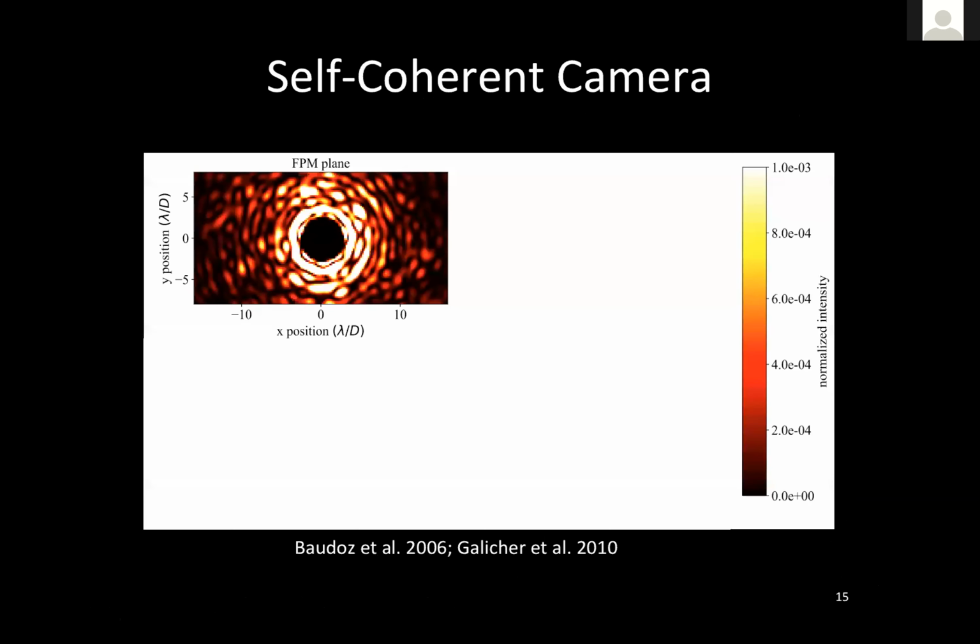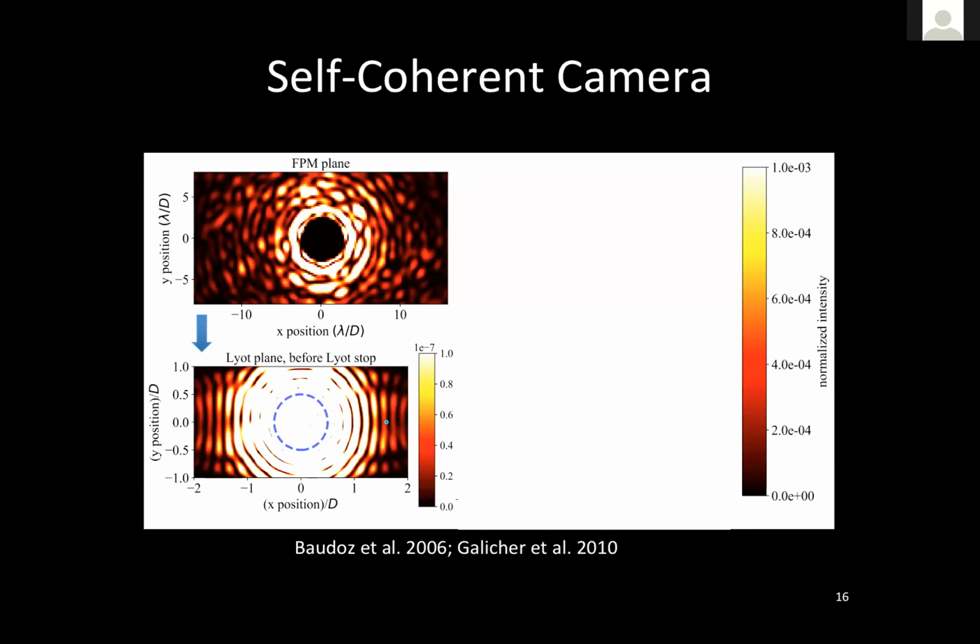So it uses this concept called the self-congruent camera, which uses the general aspect of a coronagraph. So here's the intermediate focal plane where you block the core light of the star, and then in the pupil plane downstream of that, the dotted blue line is the remapped pupil of the telescope, and now there's a bunch of light diffracted outside of that pupil.